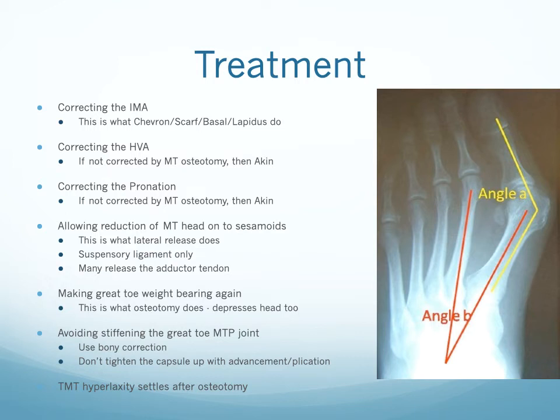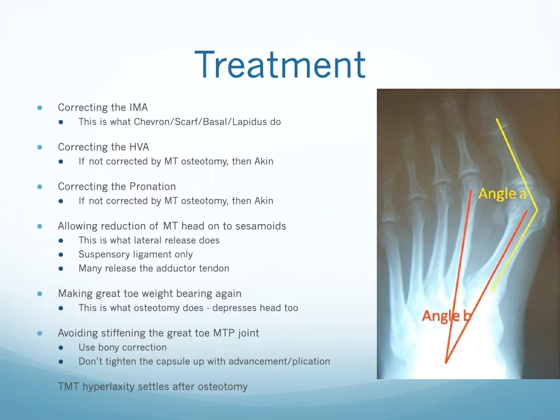We want to try and make the great toe weight bearing again, and this can be done with the osteotomy by depressing the metatarsal head. It's important that we avoid stiffening the great toe MTP joint, and this means that you want to get bony correction so that your soft tissues can remain lax, so that you maintain your range of movement at the MTP joint. There are some people who use capsular advancements with the VY, or they plicate the capsule. All this tends to do is tighten up the MTP joint and limit the range of movement, and when the patient forces their way through this by forcibly dorsiflexing, it stretches the capsule out again, so any capsular correction is going to be lost as the capsule stretches again.